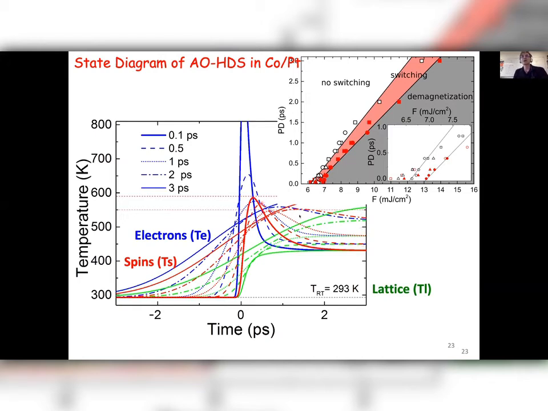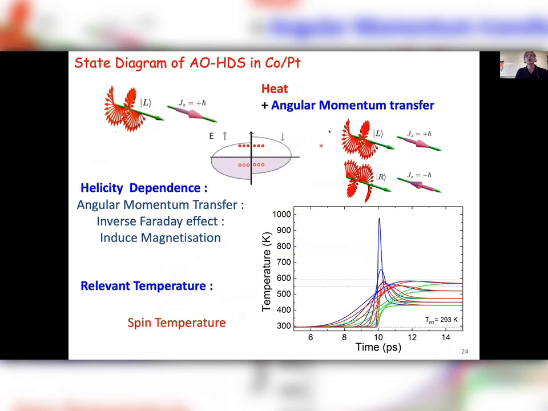But what seems to be constant in all those points showing switching is that the temperature of the spins goes to a temperature close to the ordering temperature. So it seems that you need to have the spins going to a temperature close to the ordering temperature in order to observe the switching. So our understanding at this point would be to say, okay, there's a lot to do with micromagnetics, but it seems that at some point you need to increase the temperature of your system close to the ordering temperature and transfer angular momentum to the spins.